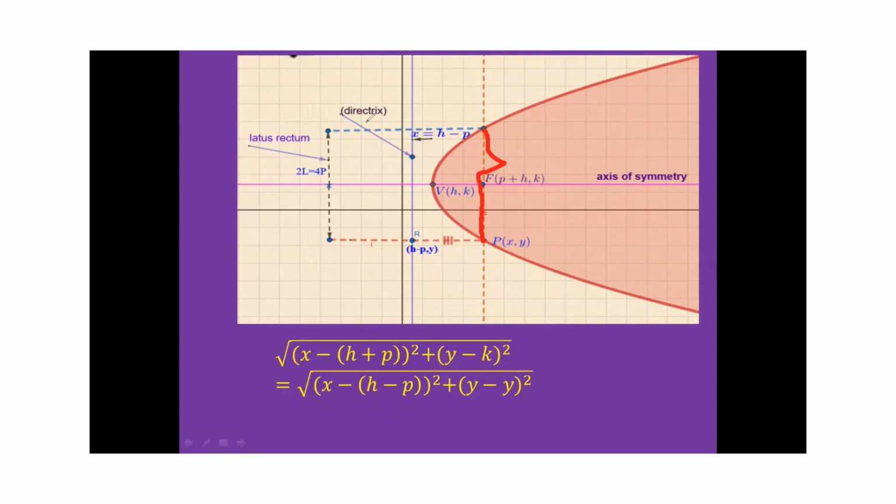This is also a line called the directrix, which is perpendicular to the axis of symmetry, and the point on the directrix is (h minus p, y). This is the point on the directrix. The equation of the directrix is x equals h minus p, and the parabola opens to the right.